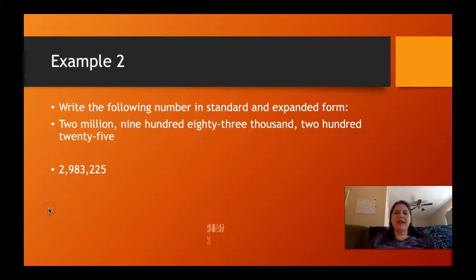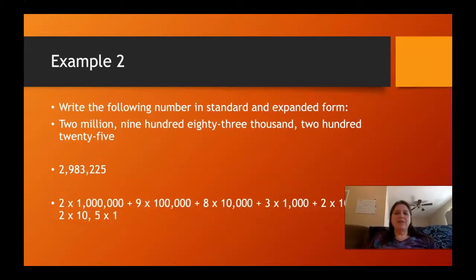2,983,225. And the 5th grade expanded form, 2 times 1 million, 9 times 100,000, 8 times 10,000, 3 times 1,000, 2 times 100, 2 times 10, and 5 times 1.